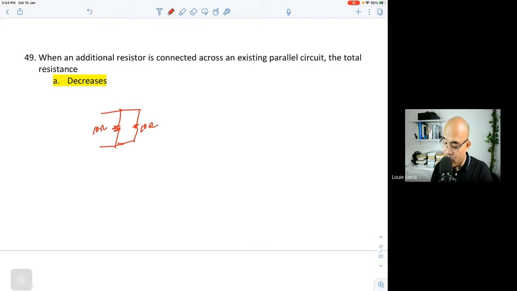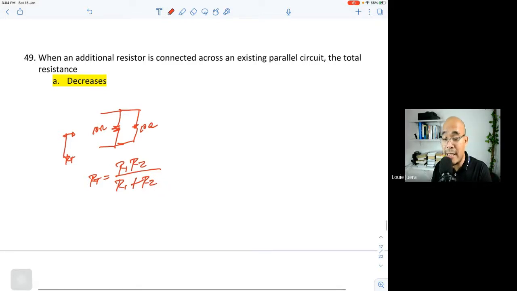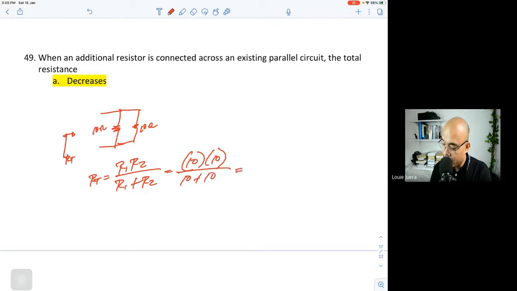So if you're going to solve for the total resistance here, the R total is equal to R1 R2 divided by R1 plus R2. That's the formula to compute the total resistance in a parallel circuit. So now let's substitute. That is 10 multiplied by 10 divided by 10 plus 10. So that is 100 divided by 20, which is equal to 5 ohms. So the total resistance in this particular case here is 5 ohms.